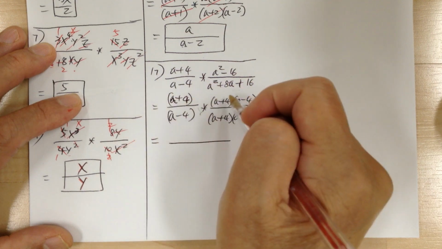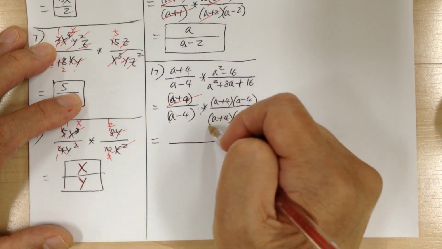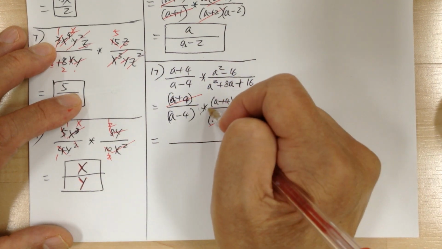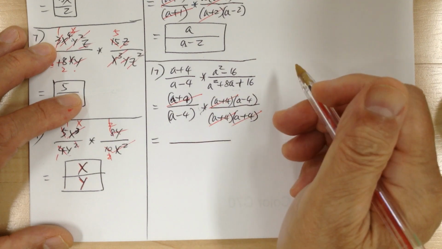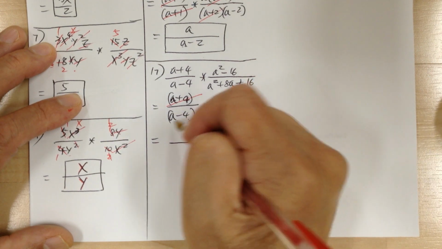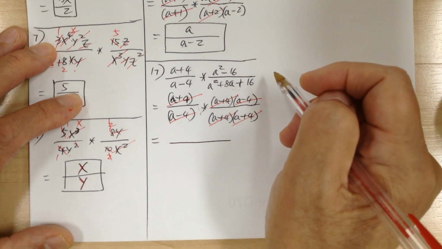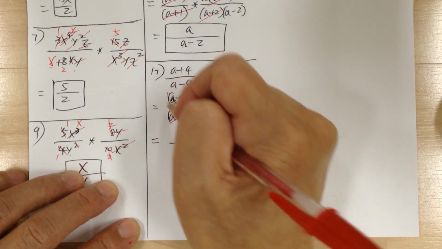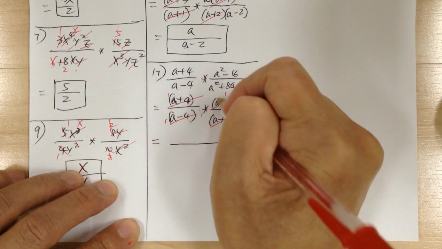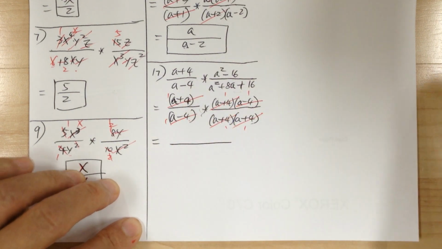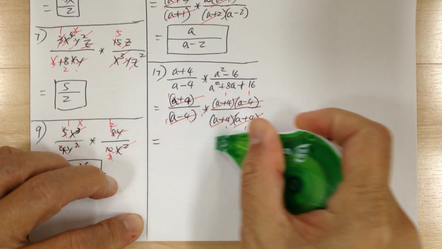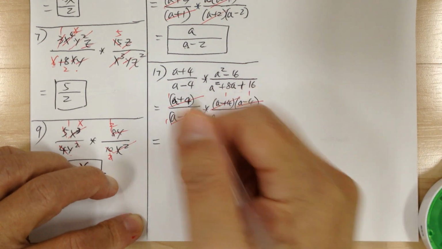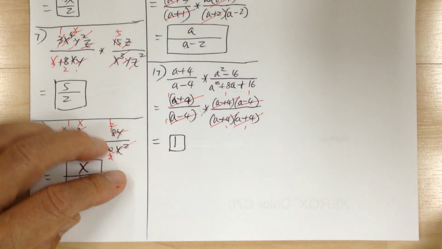So just start from here. A plus 4 cancels with a plus 4. Go to the next one. A plus 4 cancels with a plus 4. And then you have a minus 4 cancel with a minus 4. So everything got canceled out. When you cancel everything, it means 1. So you have 1 times 1 is 1, 1 times 1 is 1. So the answer would be just 1, because 1 over 1, so the answer is 1.